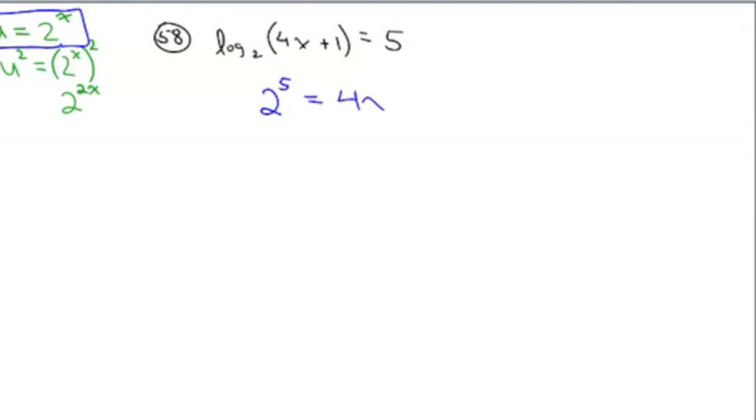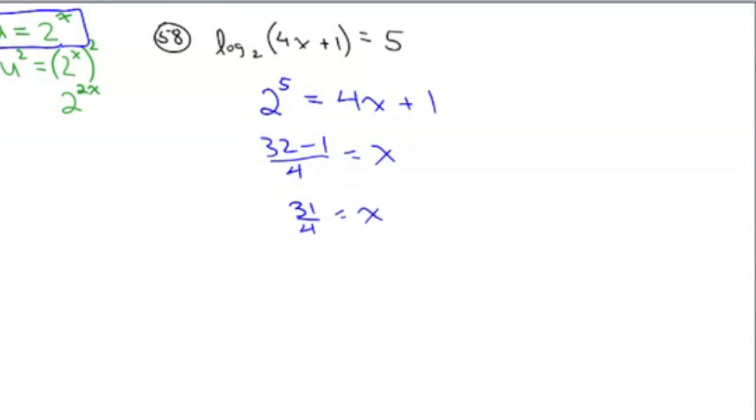4x plus 1. Remember I told you the conversion from log to exponent will solve about half of the problems you're going to have? That's the type I was talking about. What's 2 to the 5th? 32. So this is 32 minus 1 divided by 4 is equal to x. You're going to subtract 1 and divide by 4. So this is 31 over 4, or 7.75. I'd rather you leave it as 31 fourths.